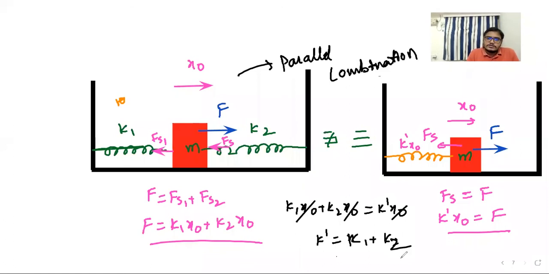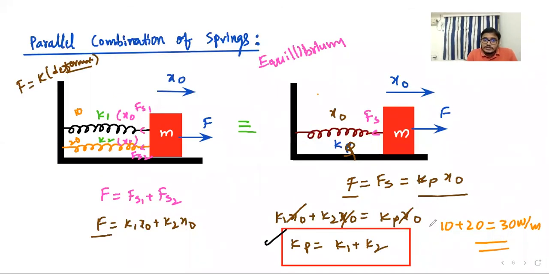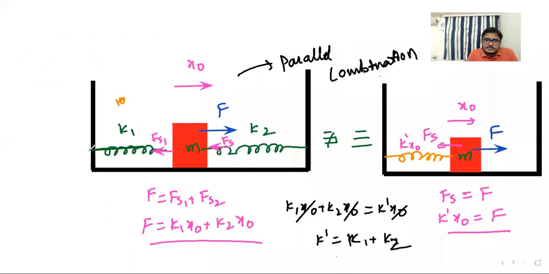Just by seeing the configuration, don't judge whether it is parallel or series. It seems to be series. You may say, sir, this is in a single line. It may be series, but don't judge a book by its cover page. Just don't judge whether it is a series or parallel combination by just seeing the figure. The mechanism we should work out. Okay, right? So this is about your parallel combination.